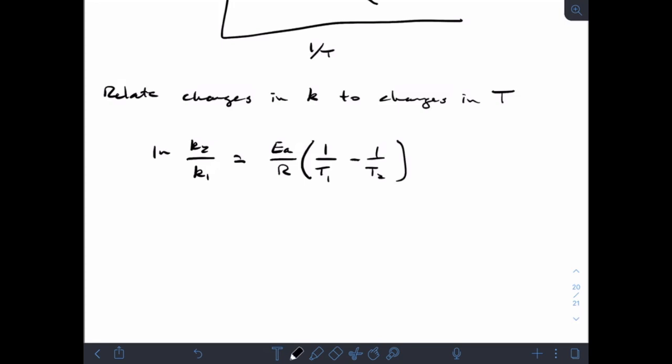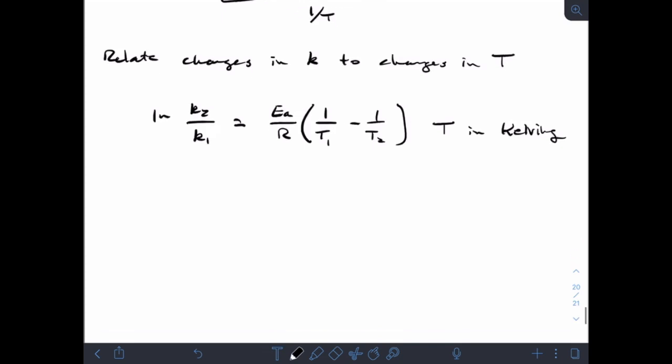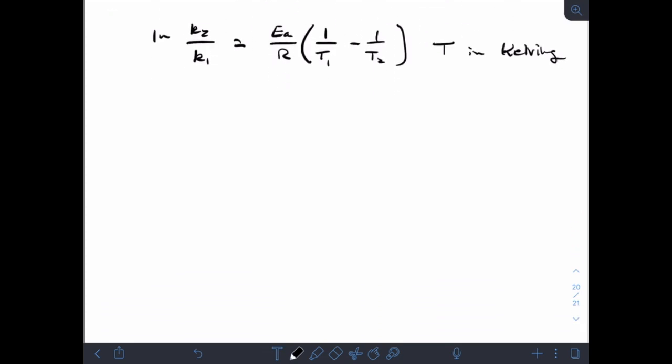Okay, so we have a rate constant relating to a temperature, and we have two of each. Okay, so K1 is related to T1, K2 is related to T2. Okay, and remembering temperature in kelvins. So let's take a look at how we're going to apply this, and I promise this will actually be the last thing for this video.